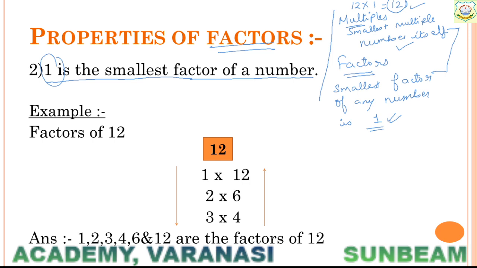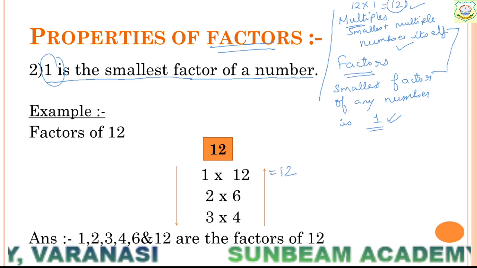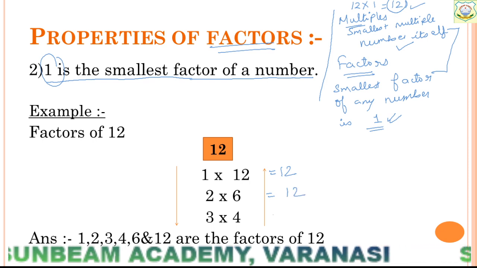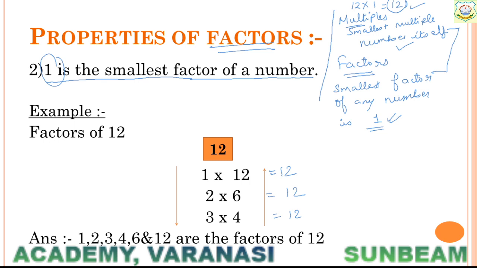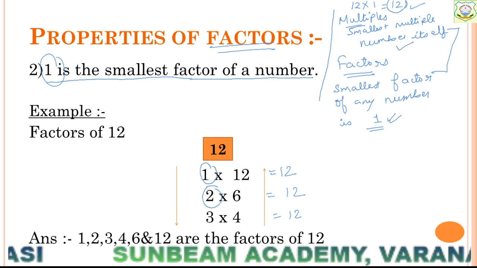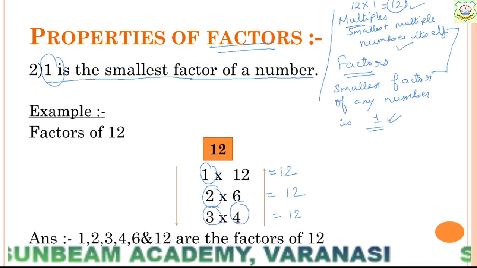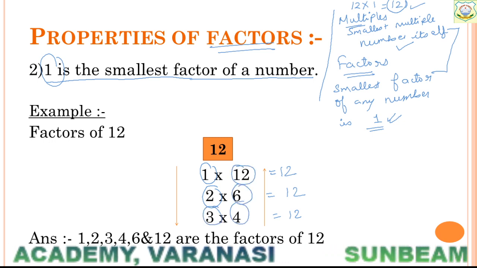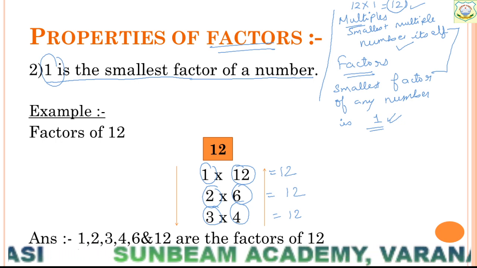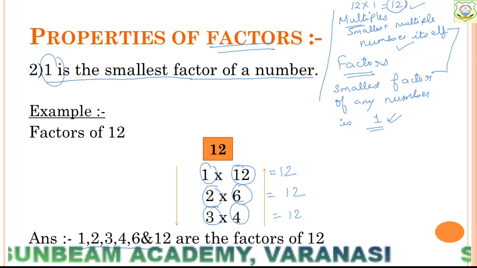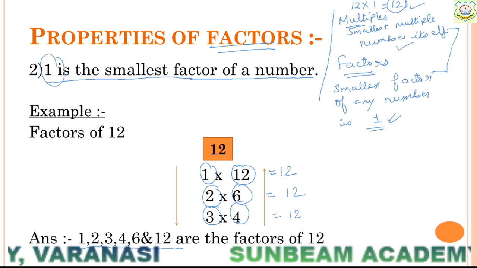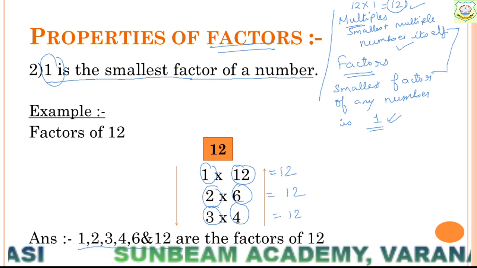Factors of 12. So 1 multiplied by 12 is 12. 2 multiplied by 6 is 12. 3 multiplied by 4 is 12. That I have discussed earlier. So what are the factors of 12? 1, 2, 3, 4, 6 and 12. So how many factors are there? Total 6 factors. So we have to write in this way: 1, 2, 3, 4, 6 and 12 are the factors of 12. In this way, you have to do the questions when we discuss them.